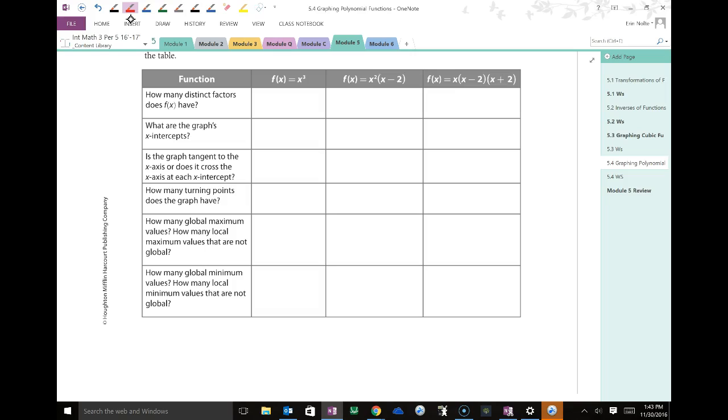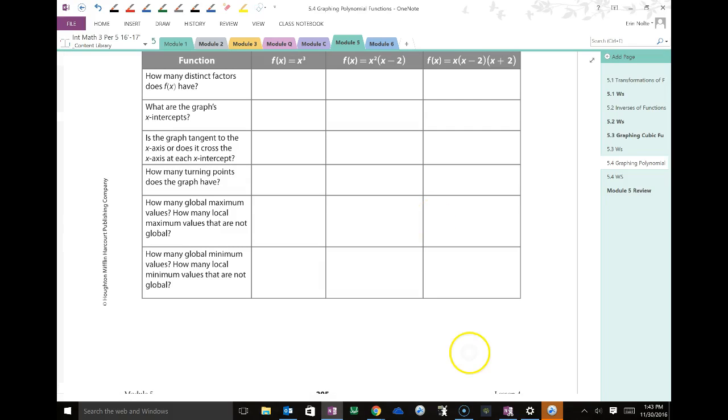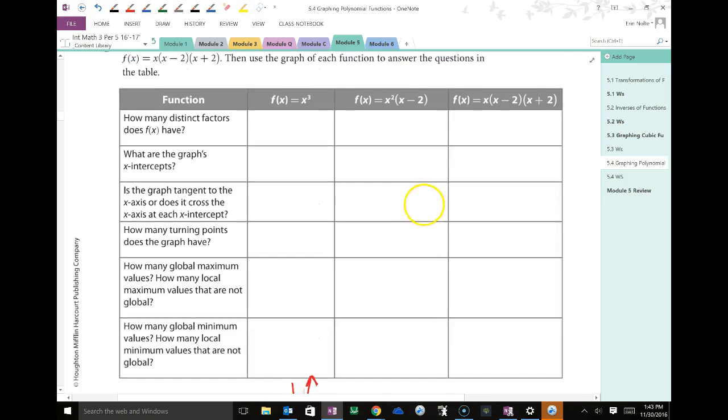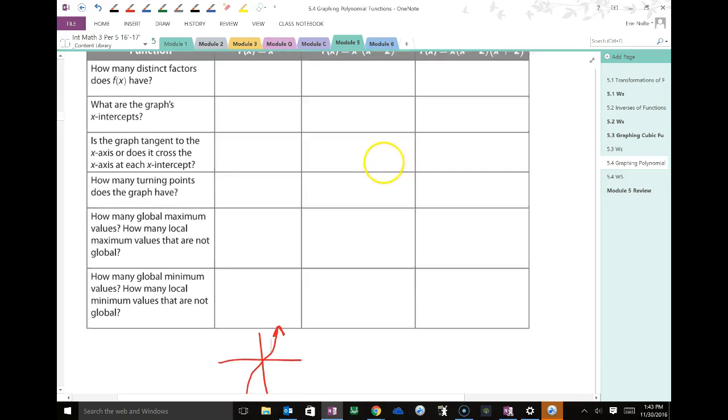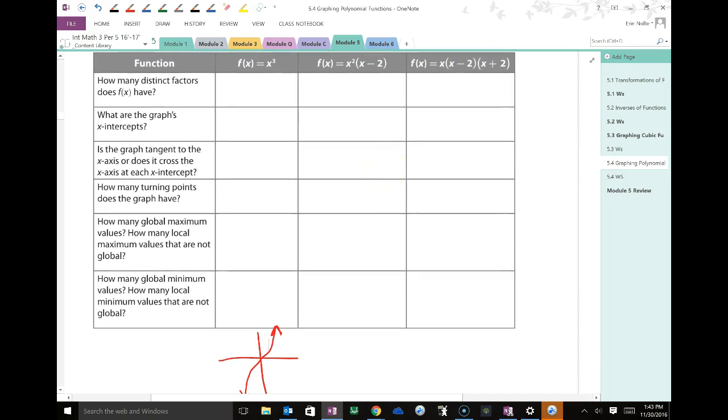Okay, so x cubed looks like a John Travolta with his right arm up, right? X cubed. Okay, can you guys see this? I want to be able to see the graph at the same time.